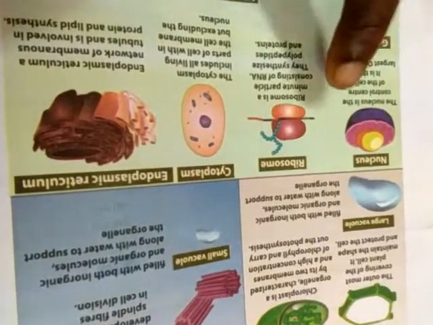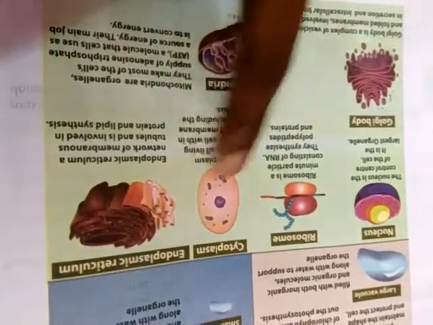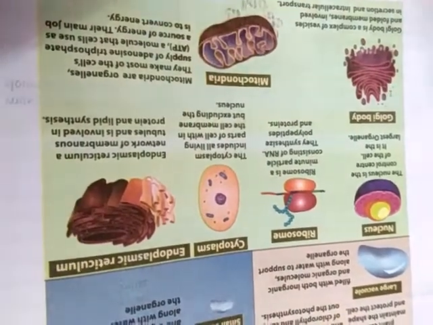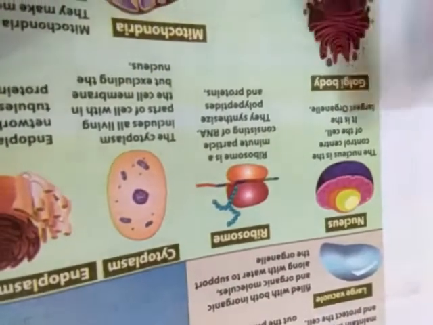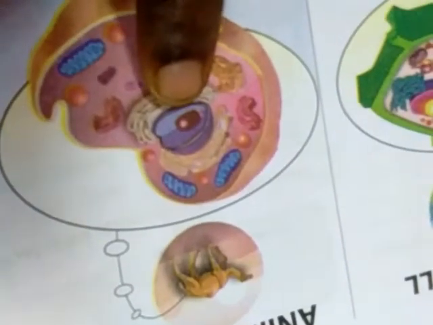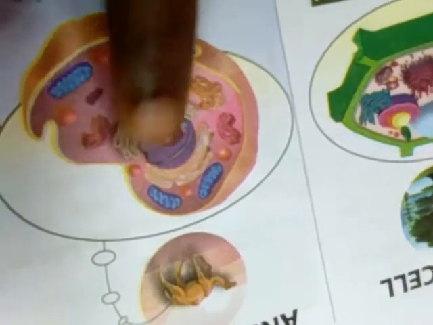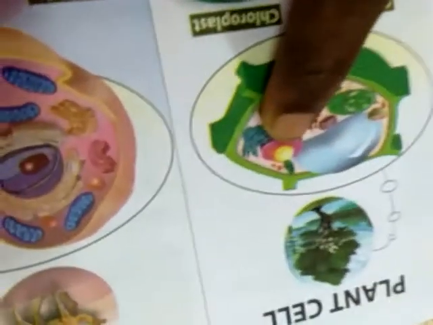So next one. Both have these. You see the nucleus, ribosome, Golgi body, mitochondria, cytoplasm, endoplasmic reticulum. You see that the nucleus is the control center of the cell. This is the nucleus in the animal cell.